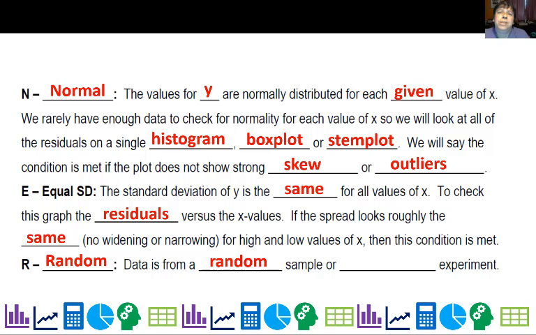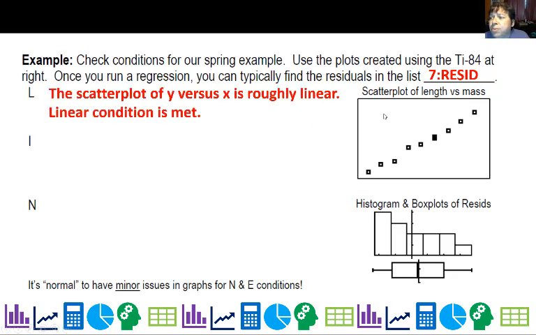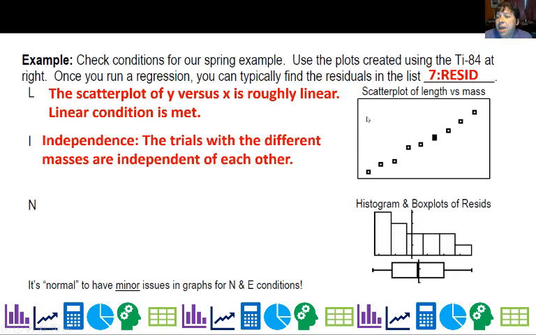So let's go ahead and check the conditions for our spring data. So here what I did is I just put in my data in list 1 and list 2 and did a scatter plot of list 1 and list 2, where list 1 is x and list 2 is y. By the way, when I look for my residuals, usually when I do a regression, if I have diagnostics on, it's going to create a list called residuals, and it's usually in 7. But this is going to be a scatter plot of x versus y, so list 1 versus list 2. Since this is roughly linear, the condition is met.